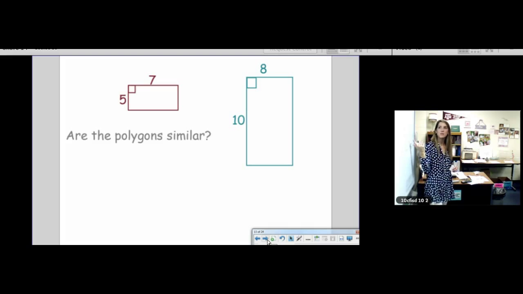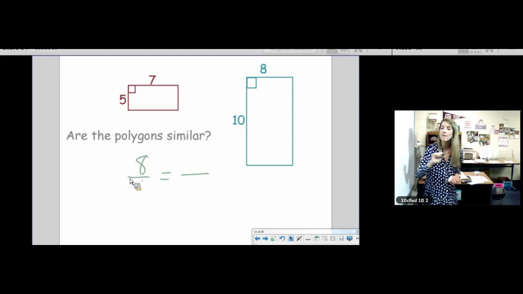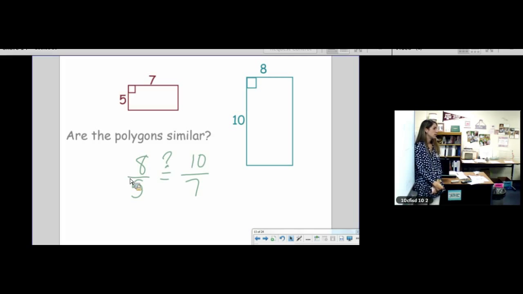We can't just guess at that. We have to actually mathematically decide if their sides are proportional. How could we do that? Set up a proportion. What do you want to do? Which ones do I match up? 8 and 5, so the smallest one with the smallest one. Okay. 8 is to 5 as 10 is to 7. Now, I want to know if that's a true statement or a false statement.